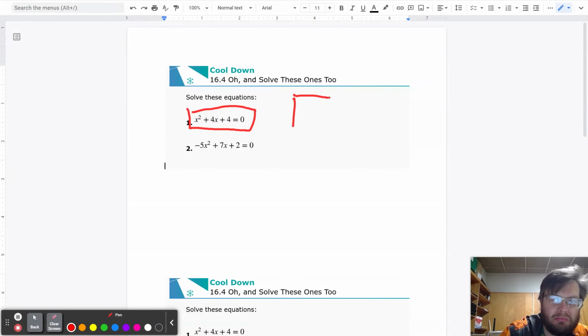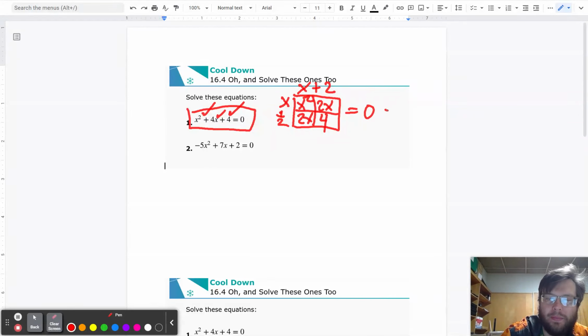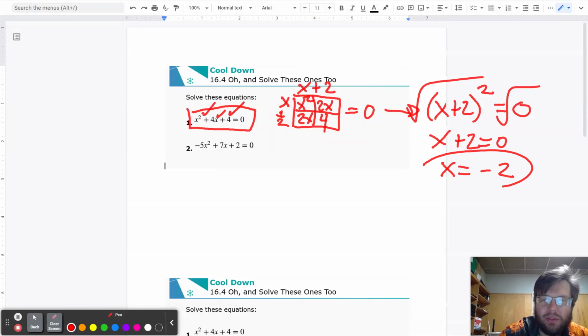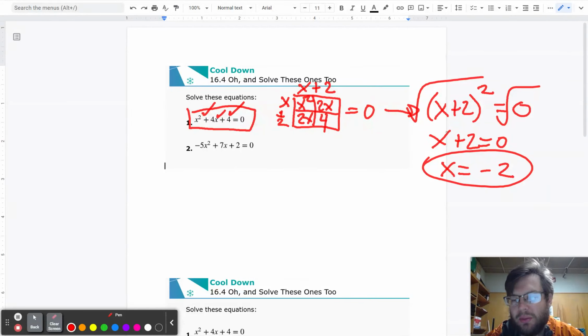I could make a nice cute little box, x squared, 2x and 2x to account for the 4x, making x plus 2 by x plus 2 on the outside of the box. 2 times 2 is 4. Everything is accounted for, so my box equals 0. The only way my box can equal 0 is if x plus 2 times itself equals 0. How do you solve? You take the square root of both sides, giving you x plus 2 equals 0. Subtracting 2 gives you x equals negative 2. Only number that solves that first one.